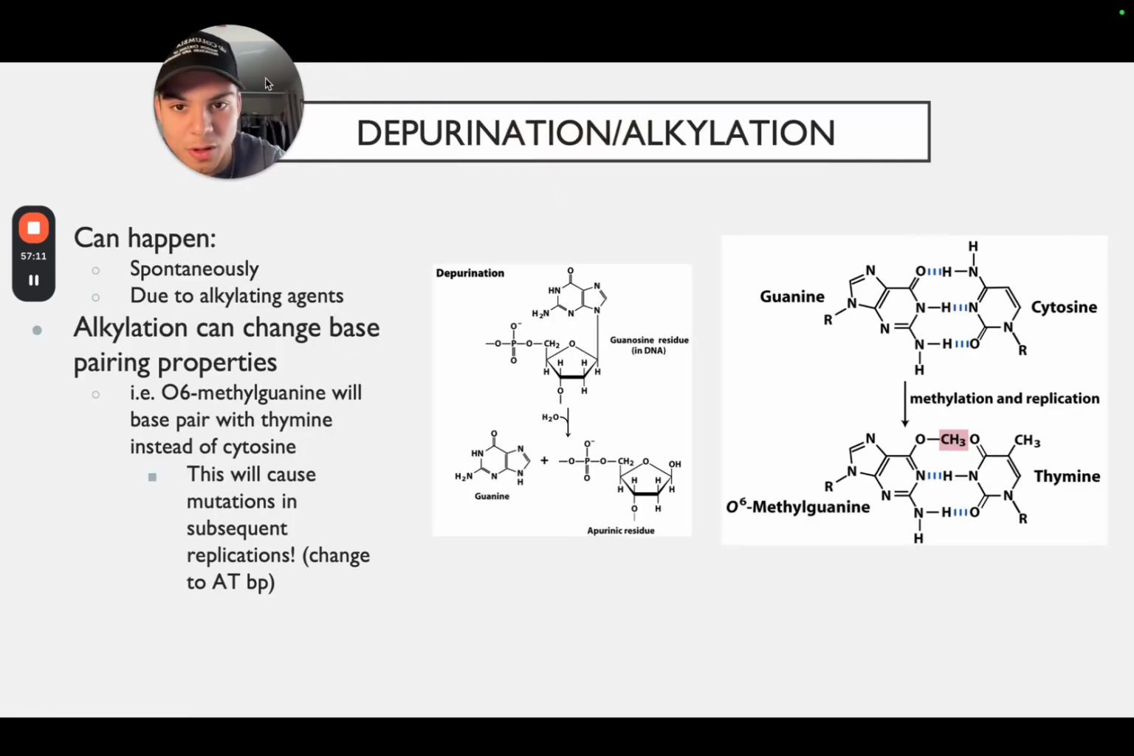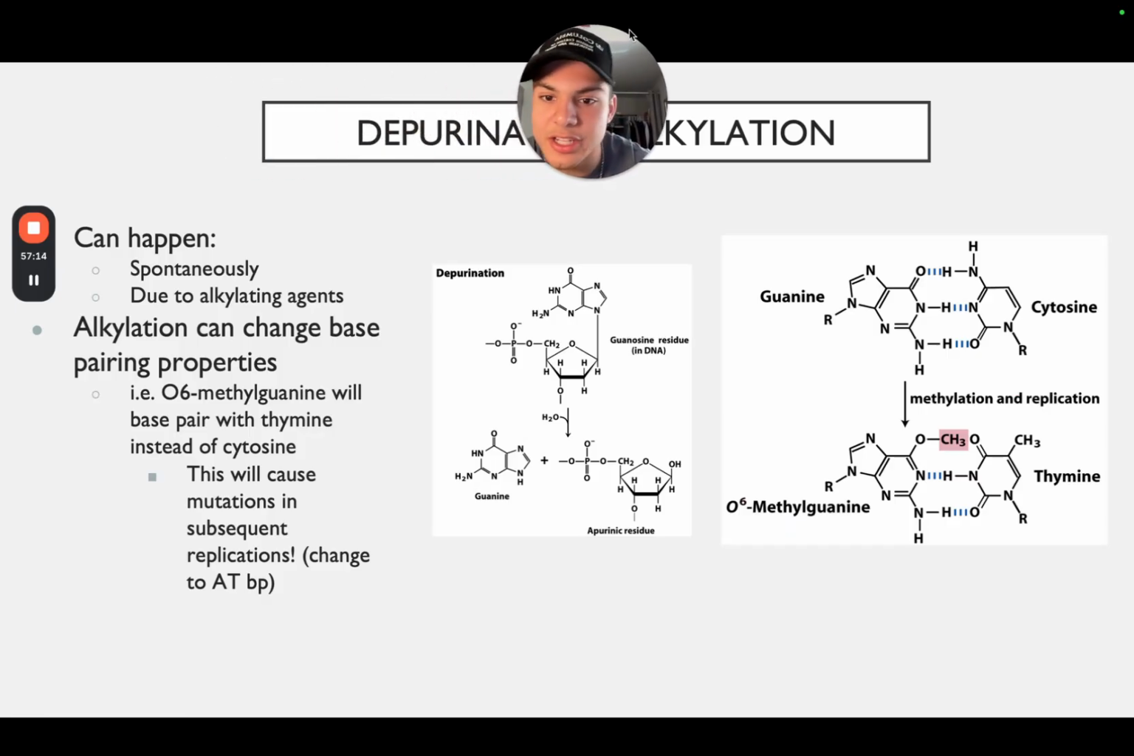So here's another form of mutations, depurination, alkylation. It can happen spontaneously, and it's due to alkylating agents. Depurination means that we're basically getting rid of the purine group from the sugar and the phosphate group. As you can see here, we have this base sugar bond right here, and with the addition of water or alkylating agents, we can break that bond and basically create an apurinic residue, or abasic site, in other words, and our free base.